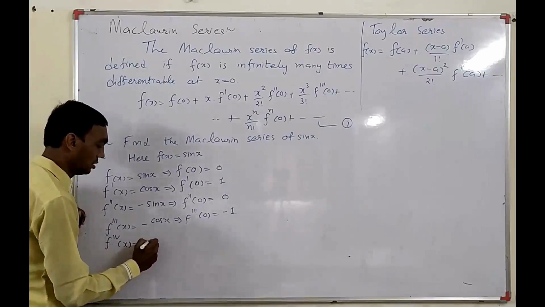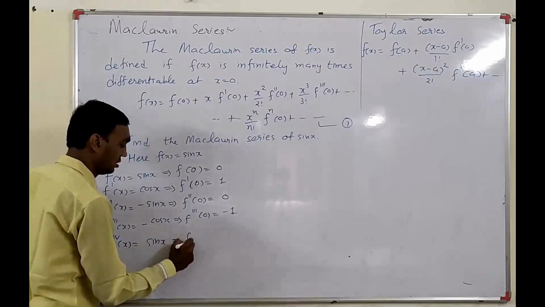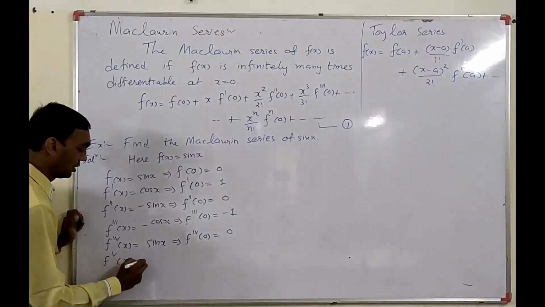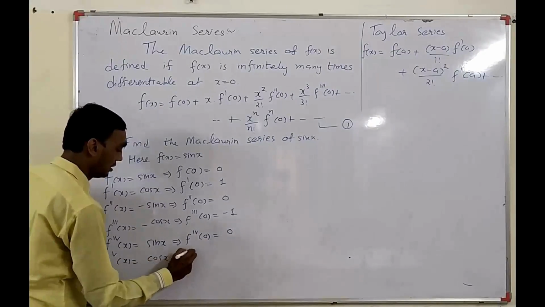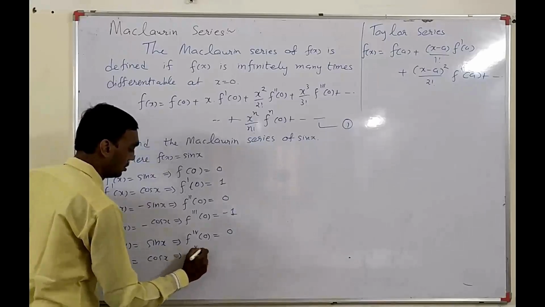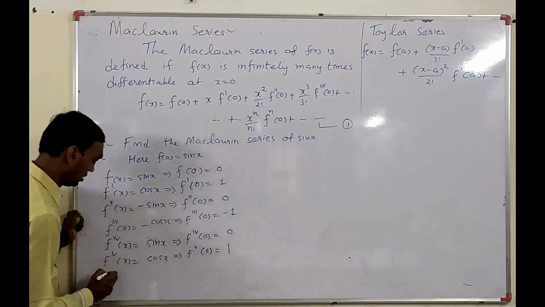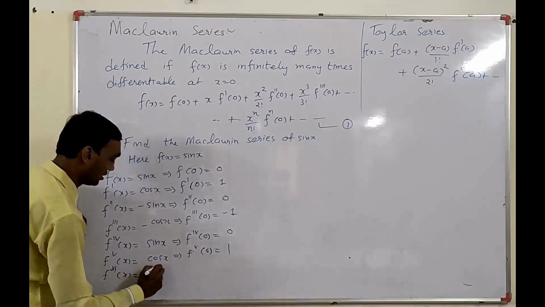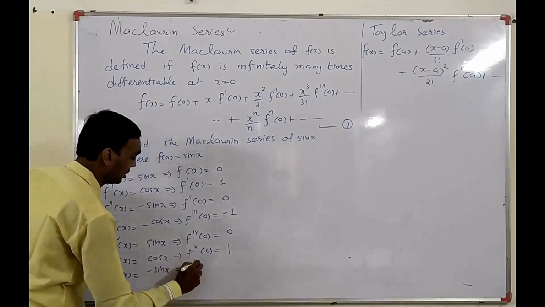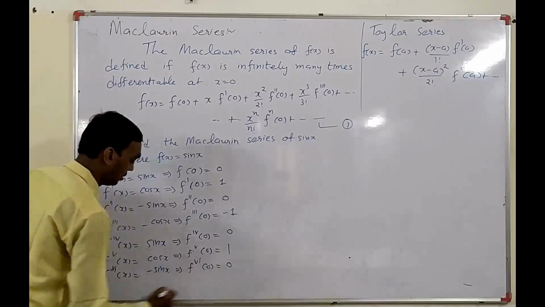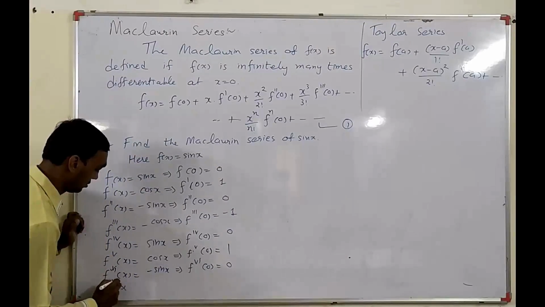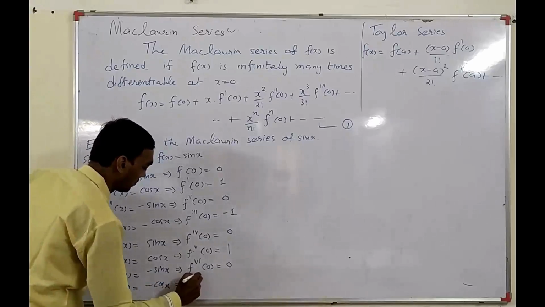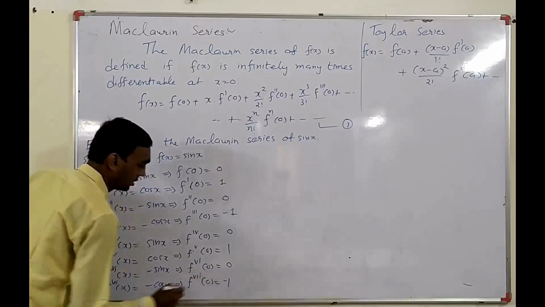f4(x) = sin x, so f4(0) = 0. f5(x) = cos x, and therefore f5(0) = 1. f6(x) = -sin x, and therefore f6(0) = 0. And f7(x) = -cos x, and therefore f7(0) = -1.